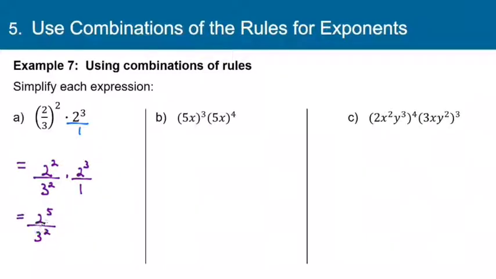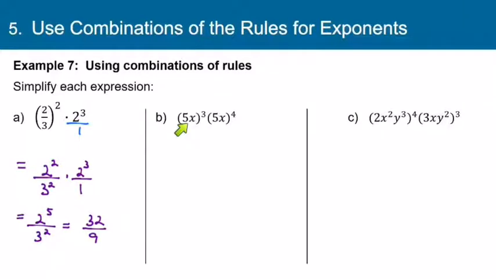So 2 to the fifth is going to be 32. And in the denominator, 3 squared is 3 times 3, so that's 9. And so here's our final answer for part A, just 32 over 9. And there's no need to change it into a mixed number, of course.